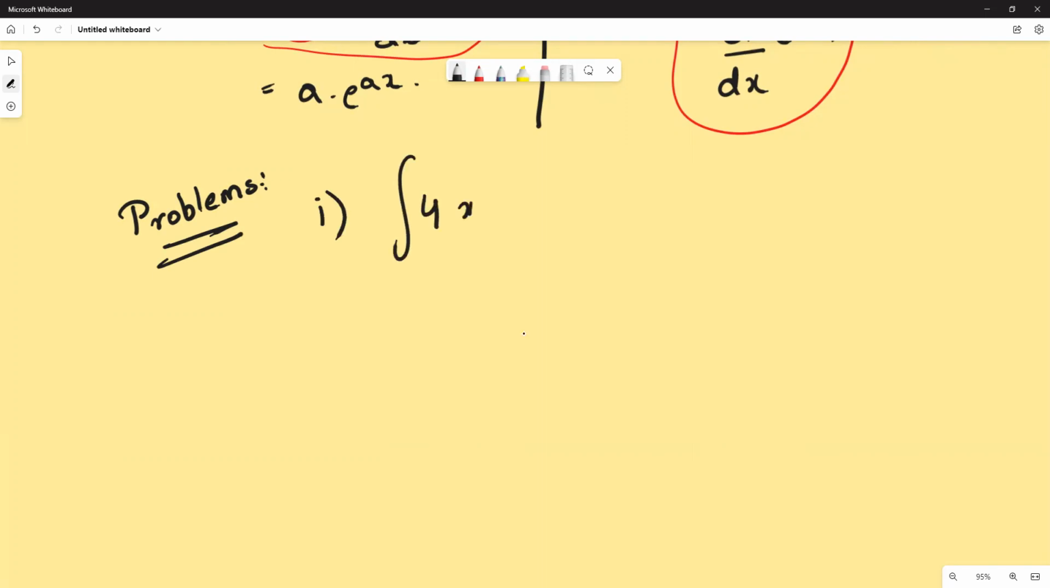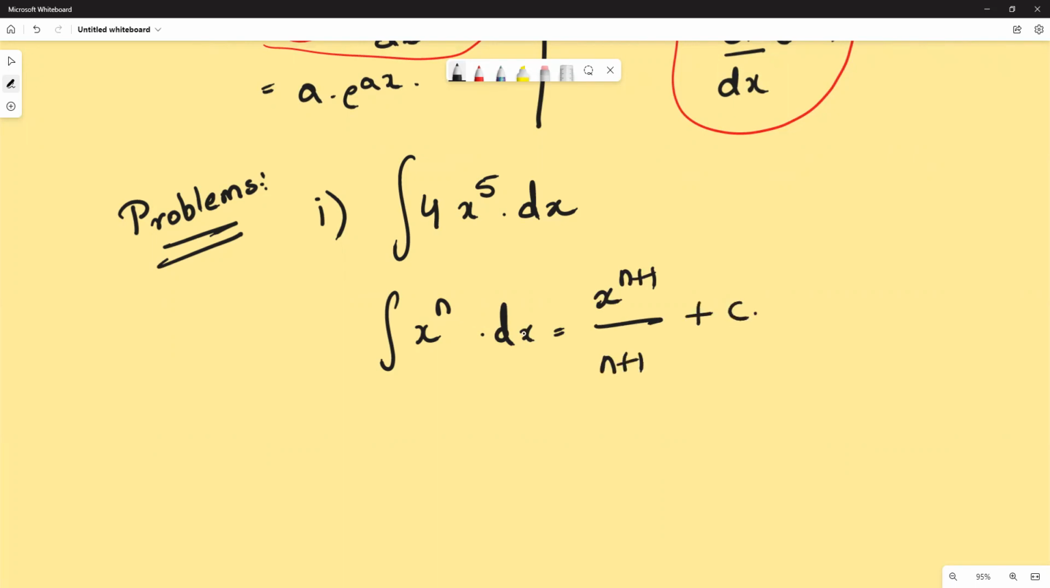Integral 4 into x power 5 dx. Integral 4 into x power 5 dx. Now we know very well the formula: integral x power n dx is nothing but x power n plus 1 by n plus 1 plus c. Now in place of n, we have 5. So n is equal to 5. We have 4, which is a constant. We can bring it outside and we can write this as 4 integral x power 5 dx.